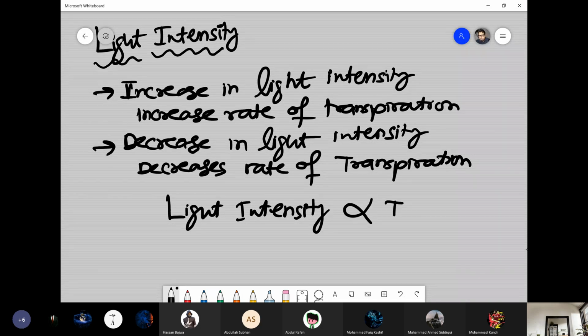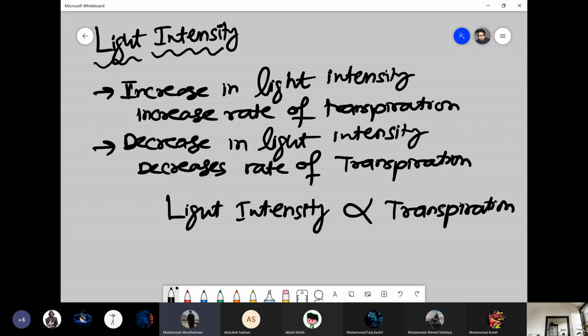Sir, when the temperature will increase, the rate of transpiration. Your voice is breaking. Sir, I'm asking, is it clear now? When the temperature will increase, so rate of transpiration will also increase.